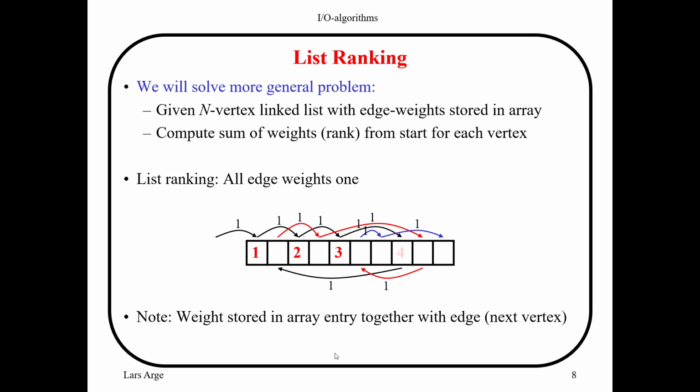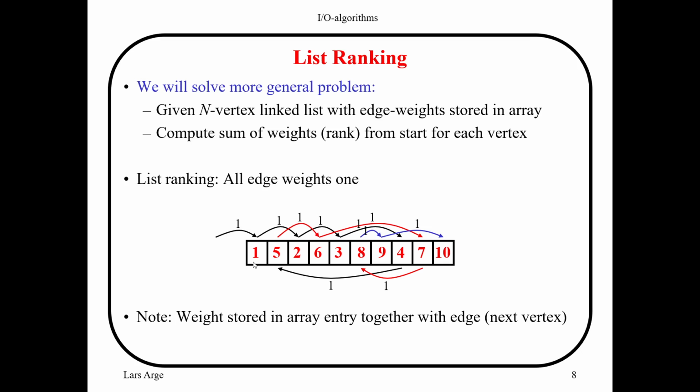And in fact the solution that we're going to look at solves a more general problem. In this more general problem, you also have a weight assigned to every element, or every edge actually. In the list ranking problem, all the edges are assigned weight 1. But in general, you could have edges with arbitrary weights. And what you want to do is, for every element of the linked list, sum up the weights of all the edges that come before it.